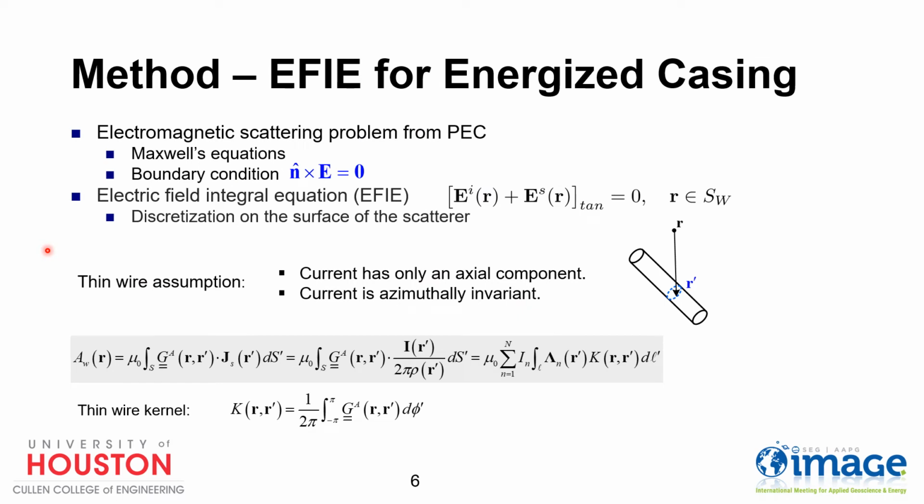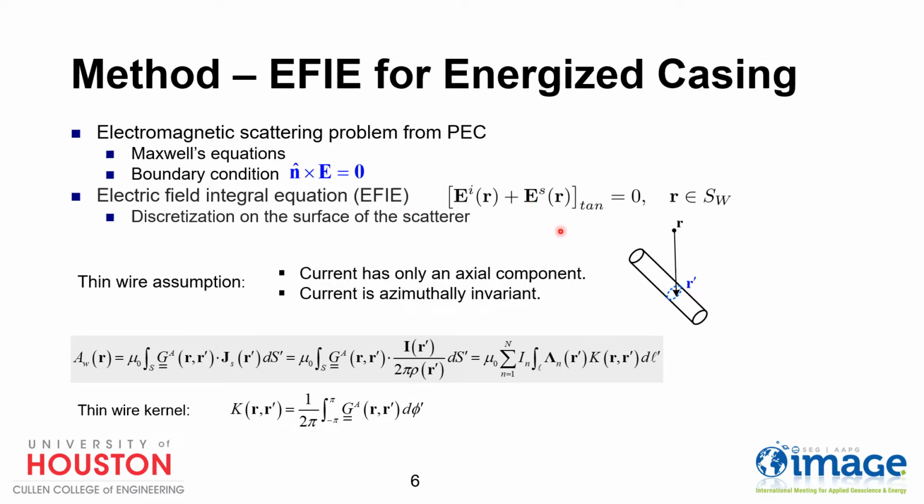Here I will show some details of the energized casing modeling. The energized casing modeling can be regarded as an EM scattering problem from a PEC. If this energized casing is not a perfect conductor, we can introduce the surface impedance. Actually, this is based on the boundary condition of the electric field. That is, the tangential electric field will be zero. So we call this the electric field integral equation.